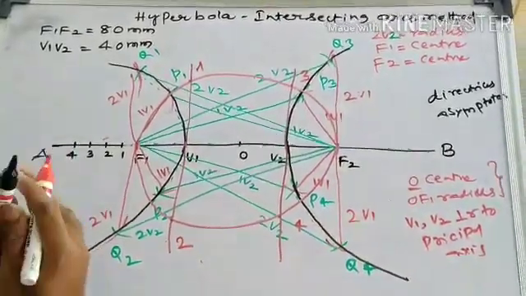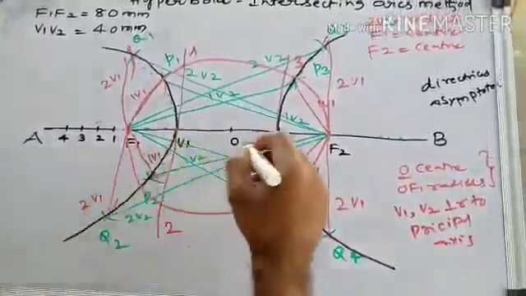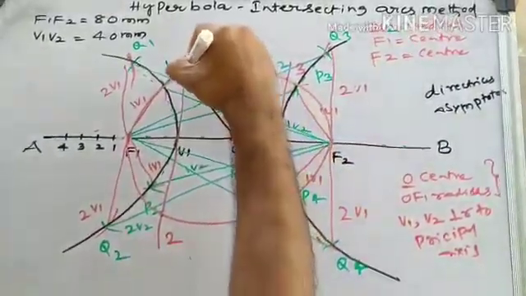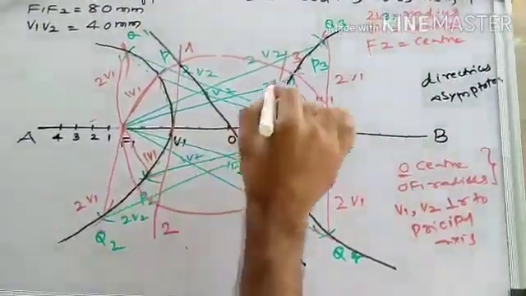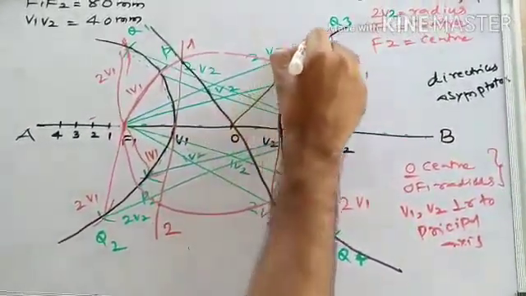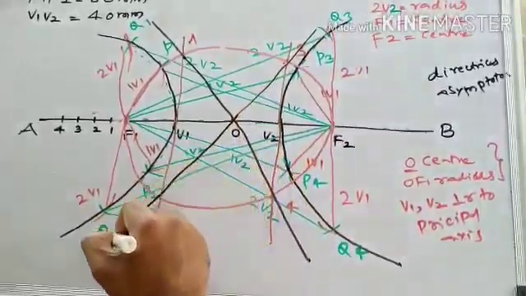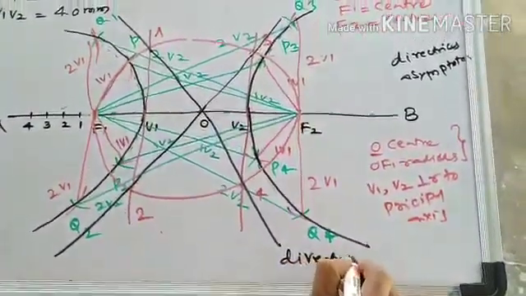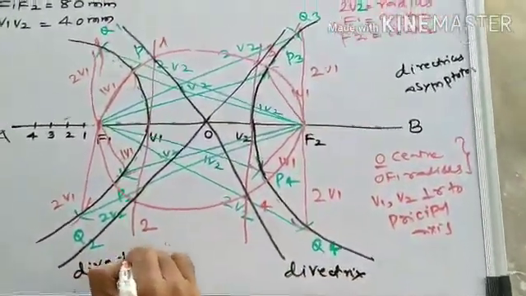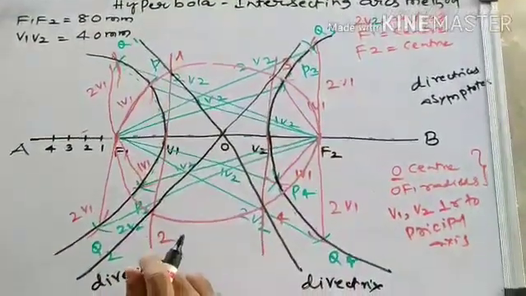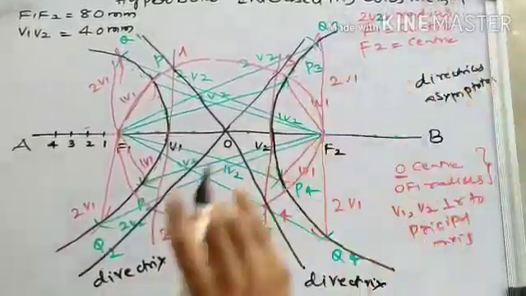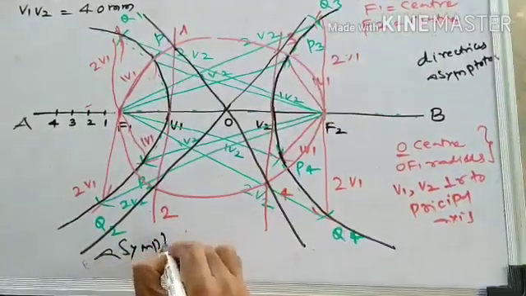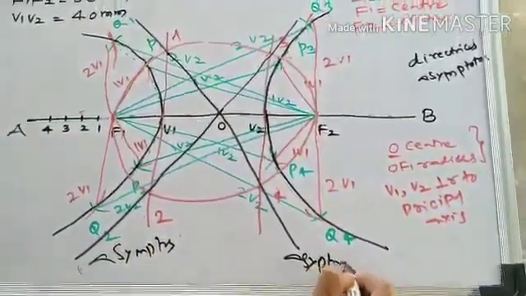Now you have to join the respective points: 1 and 4 passing through O, and join the points 3 and 2 passing through O. These are going to be the asymptotes. You got the asymptotes. How to get the directrix?